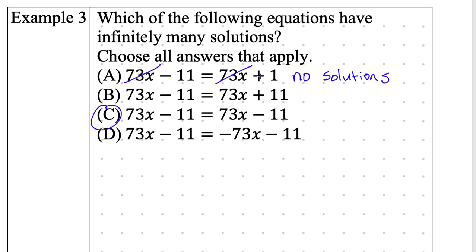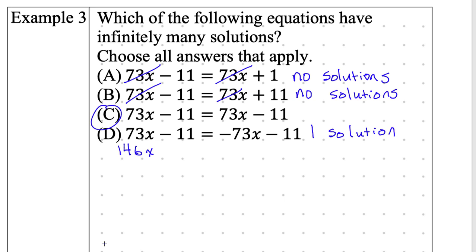What about B? You can use the same trick for B and then you can get an answer. Ulysses? No solutions. Why? Because negative 11 equals 11. Yeah, so you can cross them off. Negative 11 equals 11. Those are definitely different numbers, so no solutions. What about D? Charles? One solution. It is indeed one solution. Why? Because if you add 73x to 73x, you would get some number, and then you would add 11 to 11, and it would be whatever it is equals 0. There it is. Yeah, thank you.